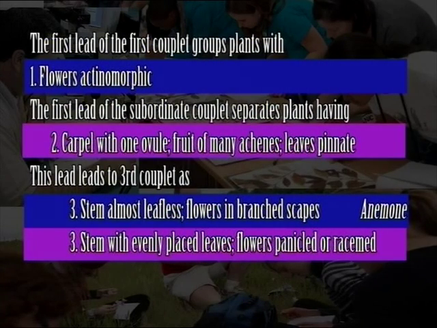An indented key for some genera of Ranunculaceae is shown. The first lead of the first couplet groups plants with flowers actinomorphic. The first lead of the subordinate couplet separates plants having carpels with one ovule, fruit of many achenes and leaves pinnate. This lead leads to couplet 3: stem almost leafless, flowers in branched scapes, which refers to Anemone, and its second lead is stems with evenly placed leaves, flowers panicled or racemed.